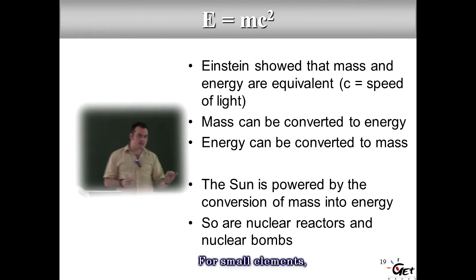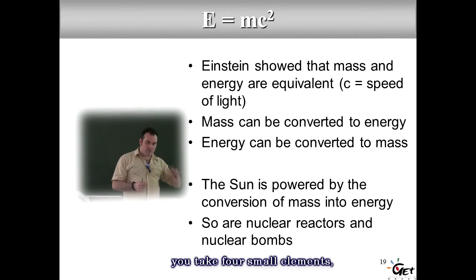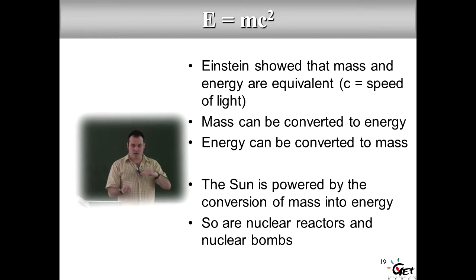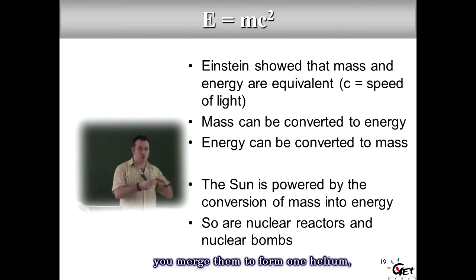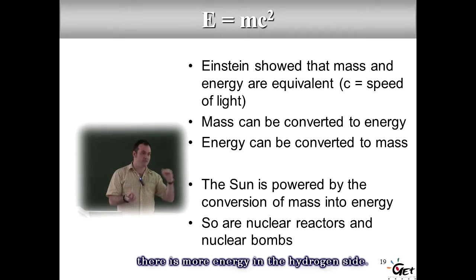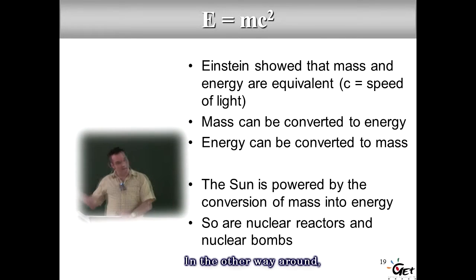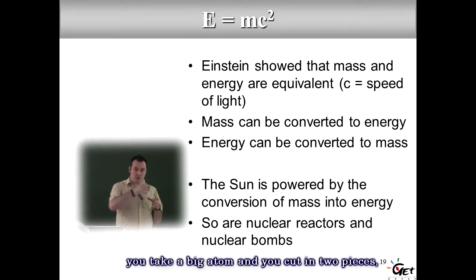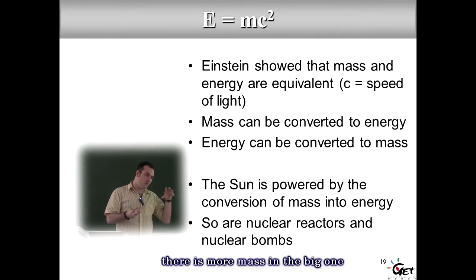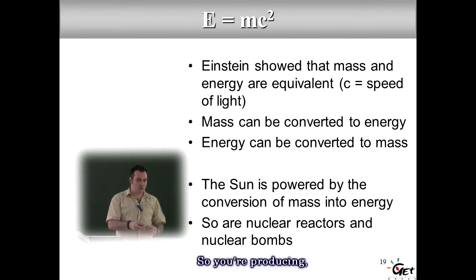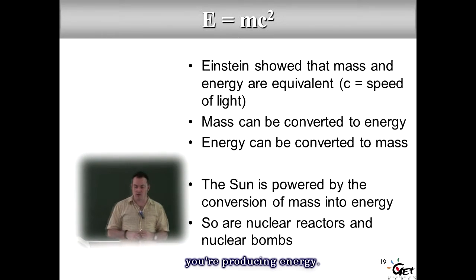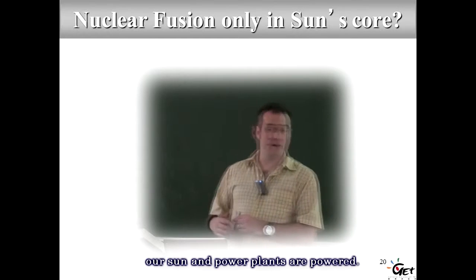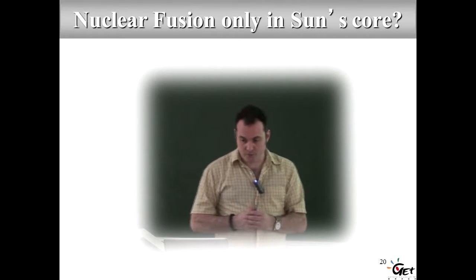For small elements, you take 4 small elements, 4 hydrogen, and you merge them into 1 helium. There is more mass on the hydrogen side. The other way around, for uranium, you take a big atom and you cut it into pieces. There is more mass in the big one than in the 2 small ones. So you're producing energy in both ways. So this is the way our sun and power plants are powered.